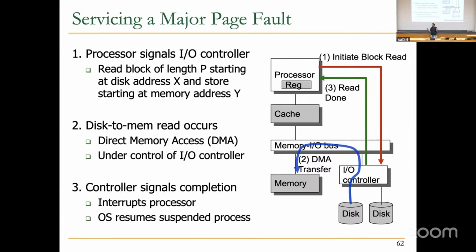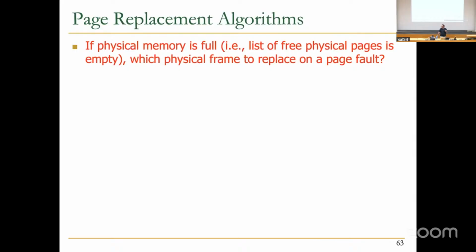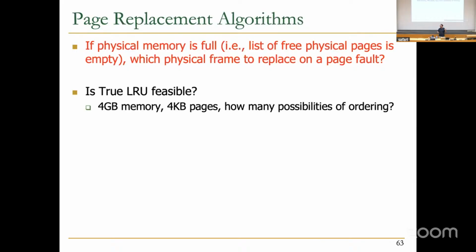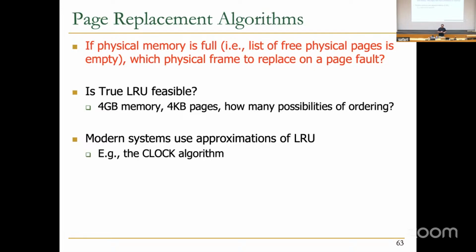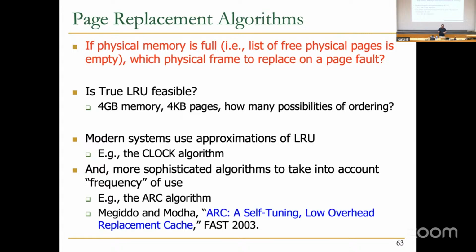Once the DMA engine finishes its job and copies the data from the disk to the memory, the controller signals completion, and the OS can resume the suspended process. There are many page replacement algorithms we can use to find out which page we are going to replace inside the physical memory. In modern systems, you can think that they use some approximation of the least recently used policy, and they also use the clock algorithm. I will talk about the clock after the break. So let's have a 15-minute break, and we can talk about how the OS replaces pages.